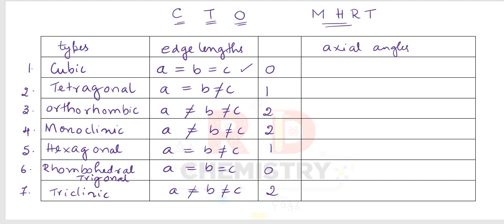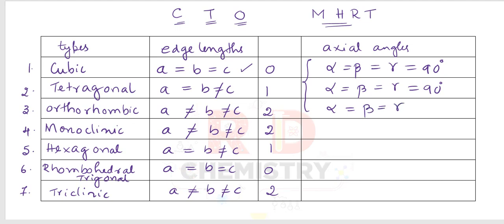Got it? Right. Next, axial angles are represented as alpha, beta, gamma. So for the first 3, cubic, tetragonal and orthorhombic, remember alpha is equal to beta is equal to gamma is equal to 90 degrees.